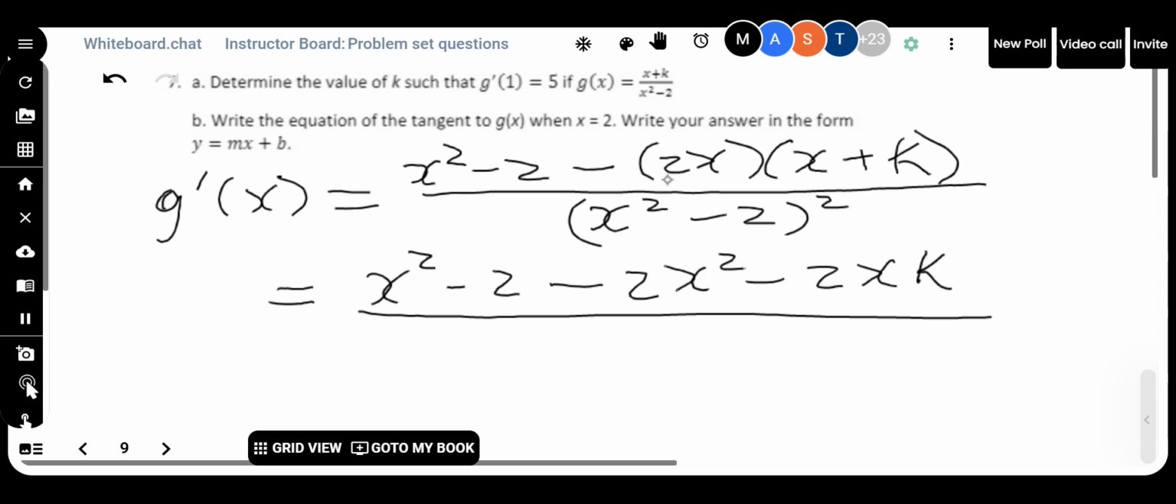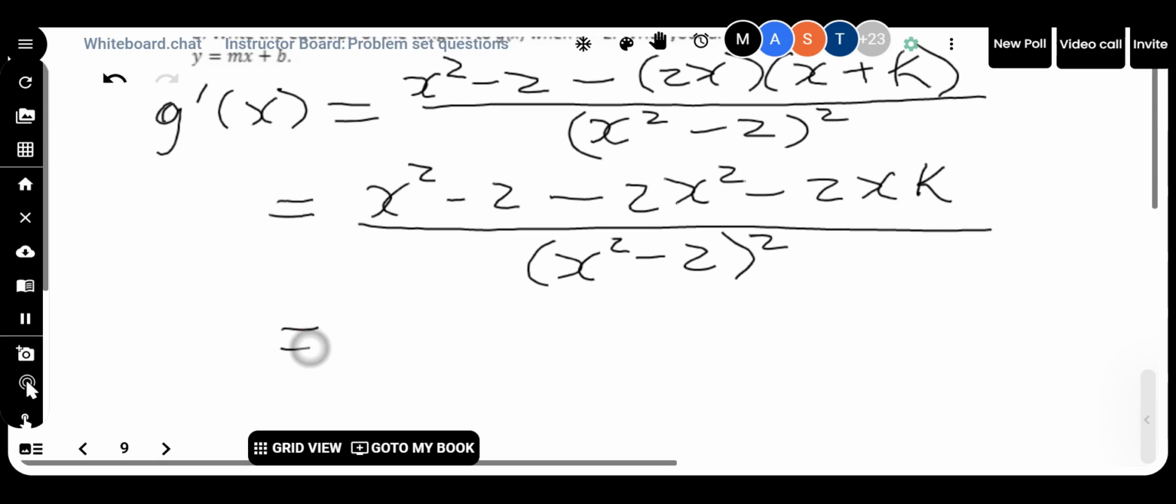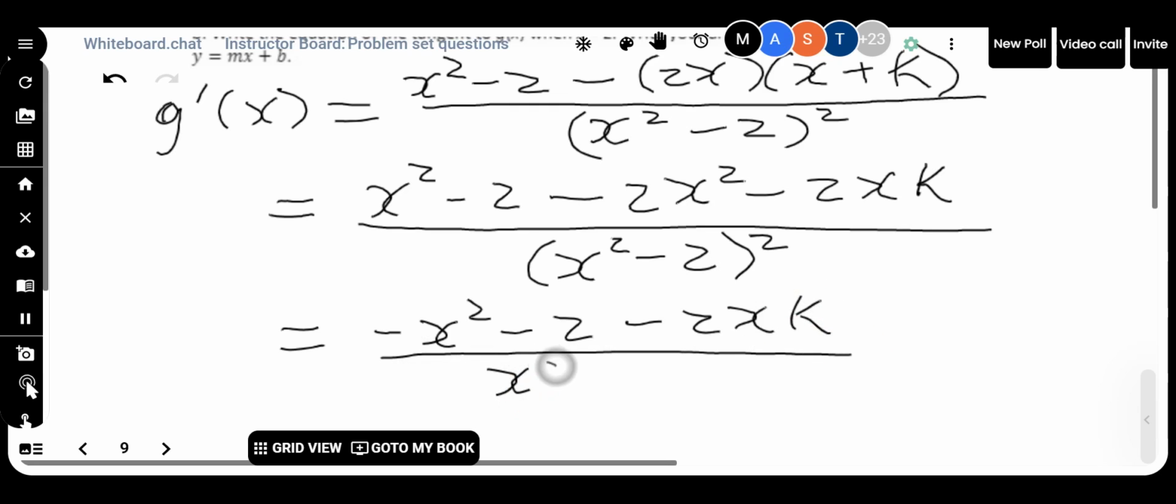Okay, I'm just multiplying that minus 2x by both of these two terms and putting that over x squared minus 2, all squared. Now let's see if we can tidy up the top a little bit. I would have x squared minus 2x squared, which is minus x squared. We still have the minus 2, we still have the minus 2xk, all over x squared minus 2, all squared. So even though we don't have the k, we have what would represent the derivative with the k in it.